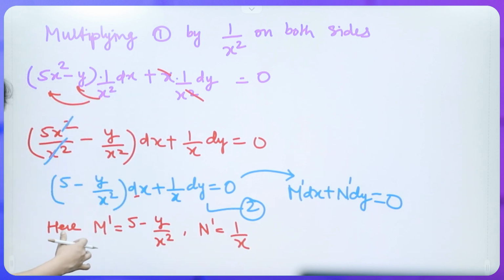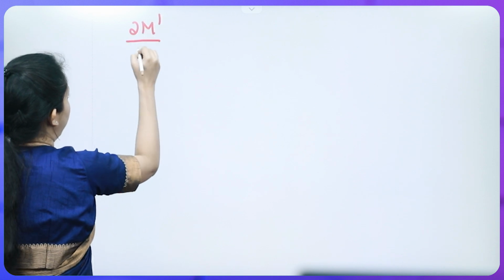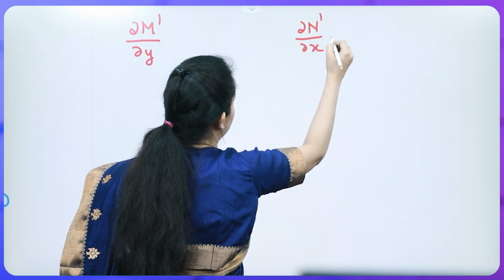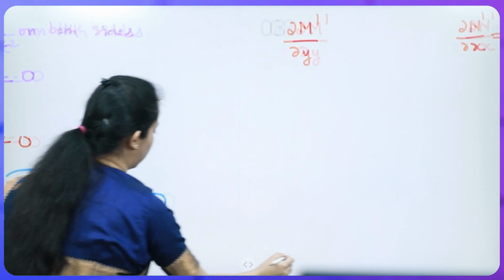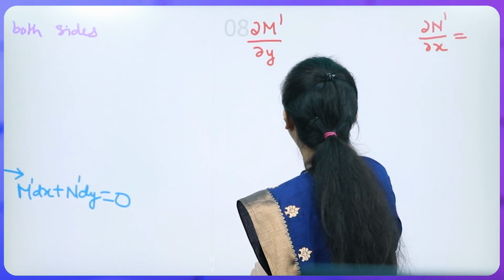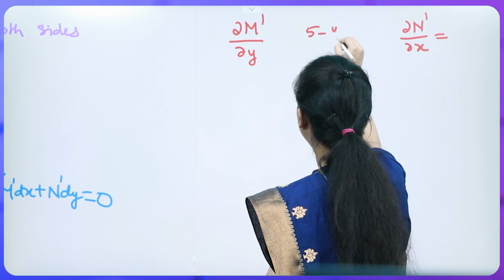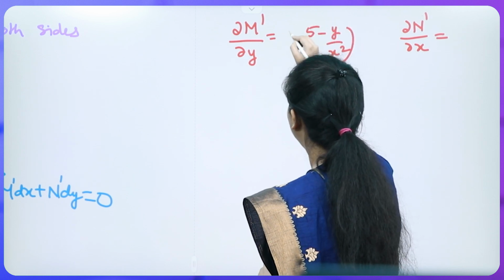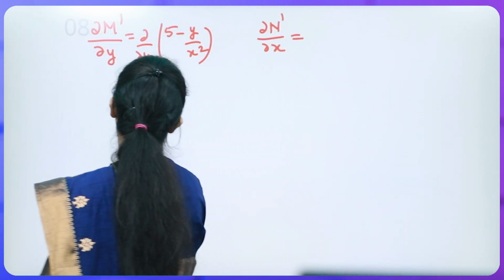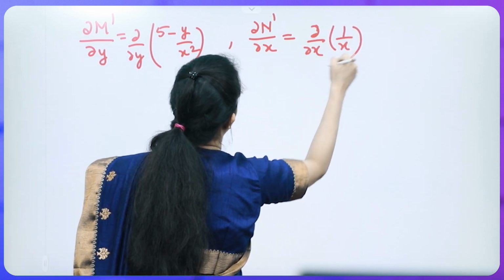Now, we are repeating the same method again for M dash and N dash. Here we will calculate the value of del M dash upon del y and del N dash upon del x. Let us check whether they are equal or unequal. M dash is 5 minus y by x square, and we are differentiating it with respect to y. And N dash is 1 upon x, so we are differentiating it with respect to x.